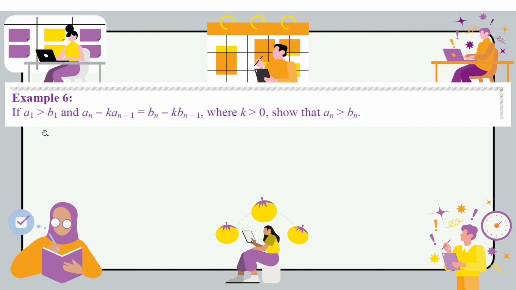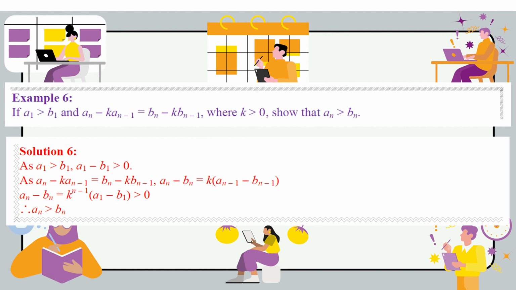If A1 is larger than B1, and then some complicated stuff, so that An is always larger than Bn. Try to work on it: mathematical induction or direct inspection. Pause the video and come back.